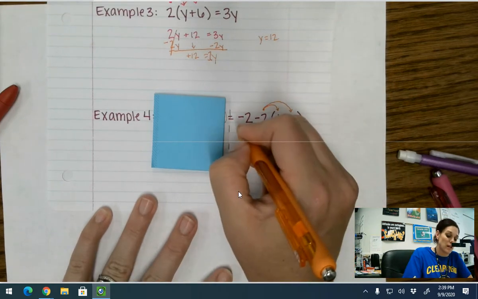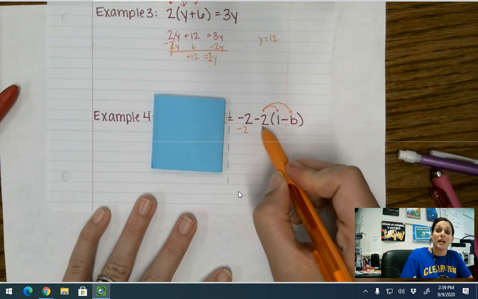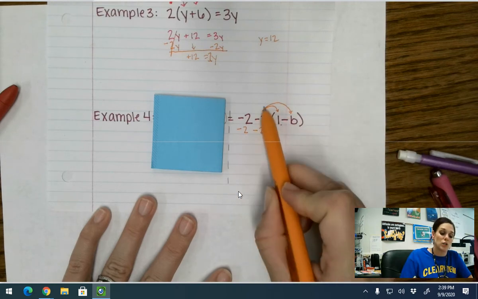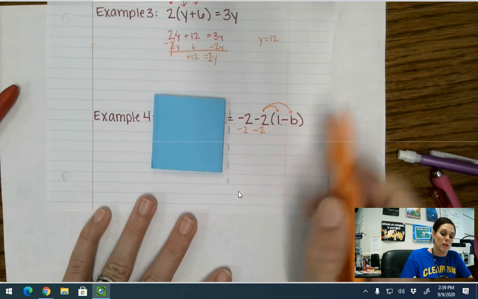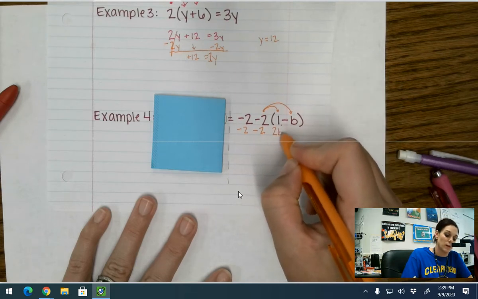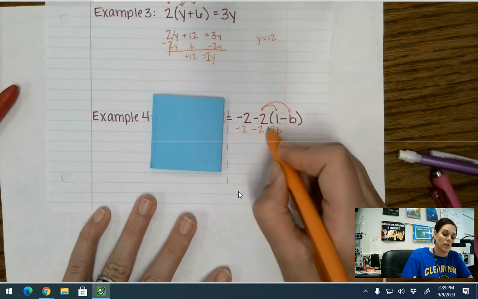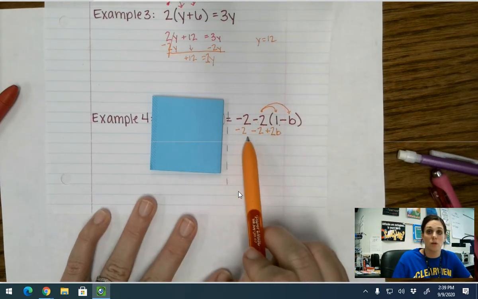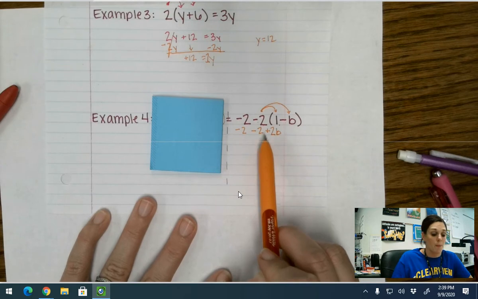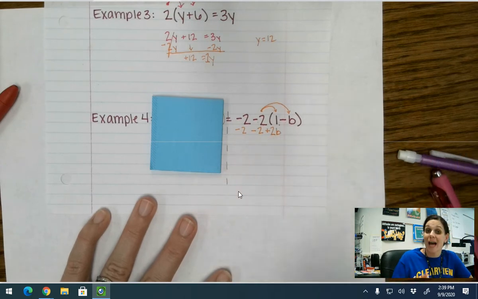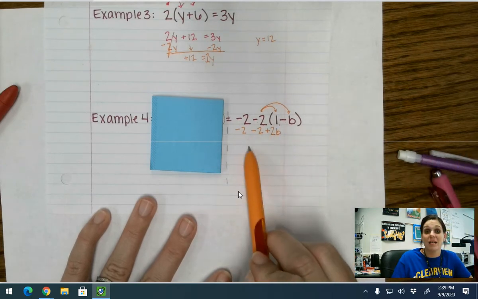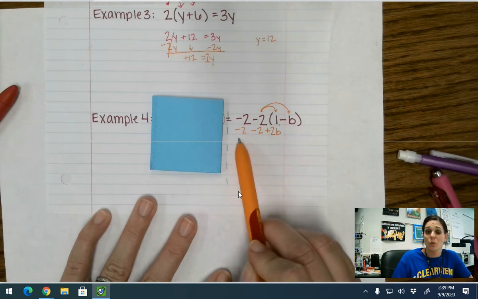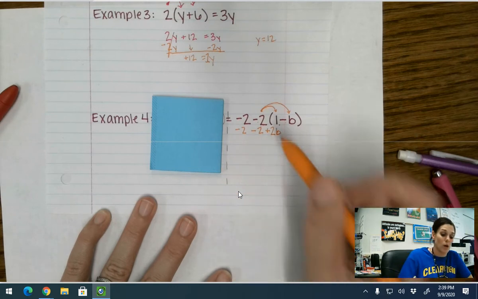All right, so this -2 is going to come on down. -2 times 1 is in fact -2. -2 times -b. Well, 2 times b is 2b. Negative and negative would make this positive. So now when I read it out loud, it says -2 minus 2 plus 2b. Well, notice again, I said -2 minus 2. I can do that math. -2 minus 2 more would make -4.